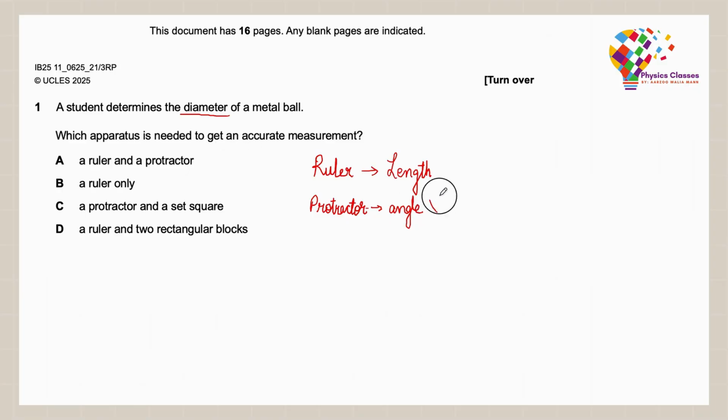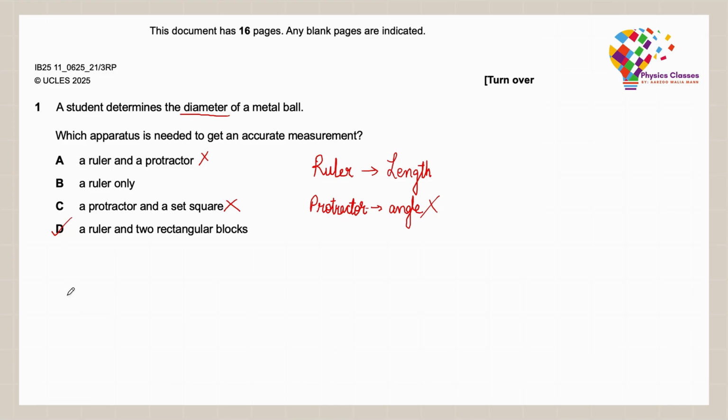Now comes in option B, a ruler only. A ruler alone cannot help you find out the diameter of a metal ball. Therefore, the correct answer would be D, a ruler and two rectangular blocks. Now how does this ruler and the two rectangular blocks work? For that, just look here in this diagram.